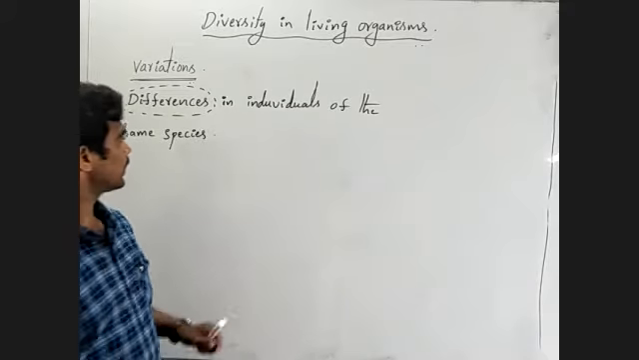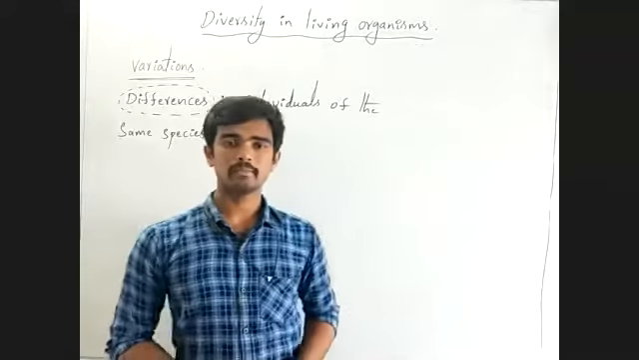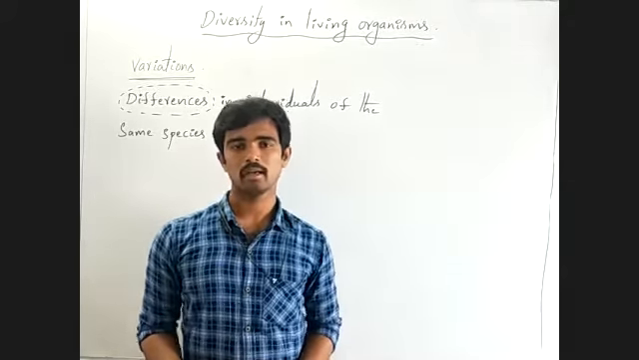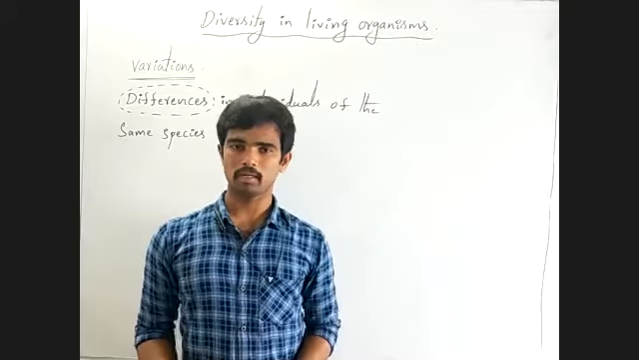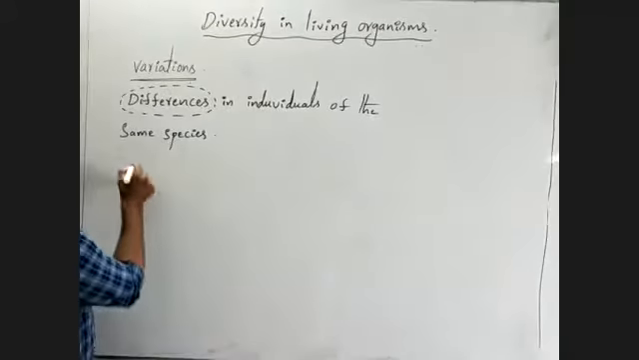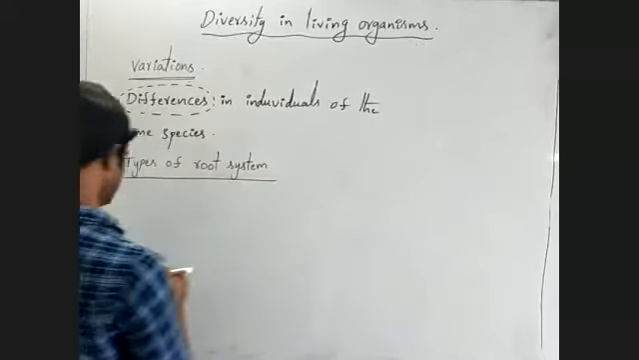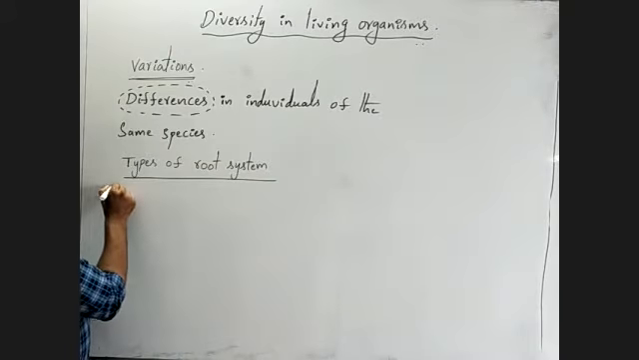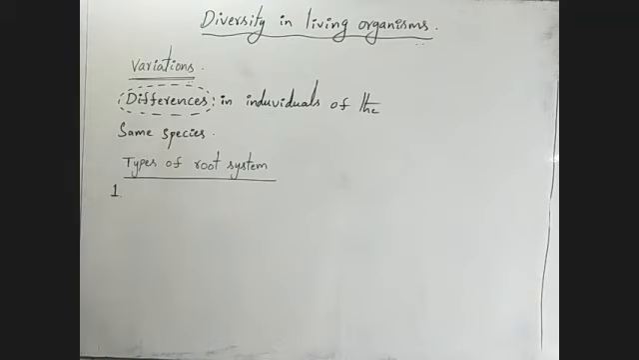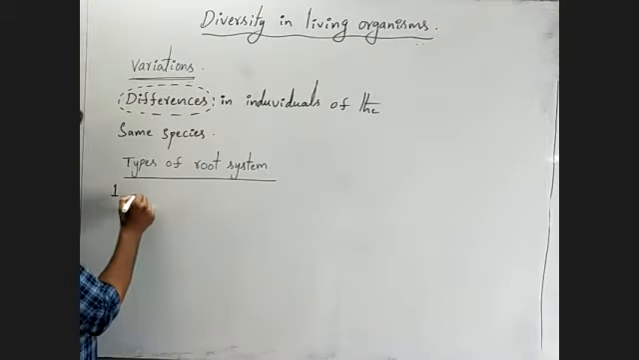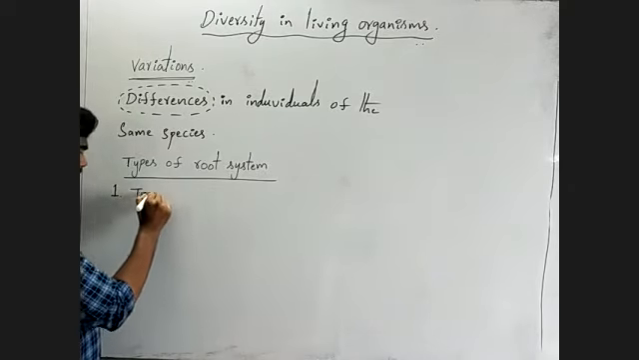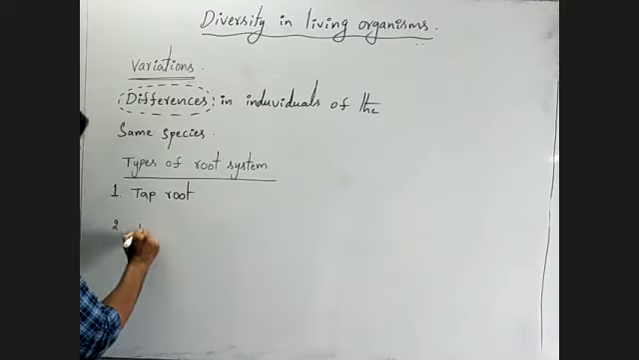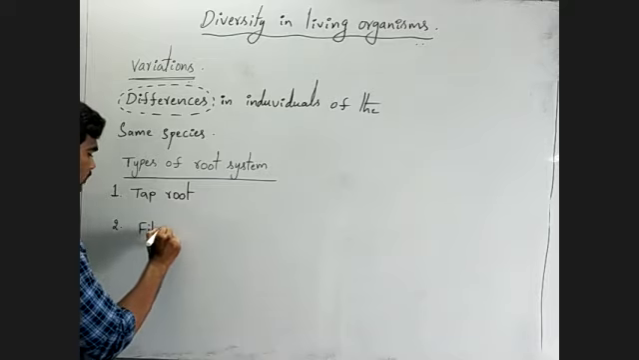Observe. You have to know some important keywords about the morphology of the plants. That is the types of the root system. Okay. There are two important types of root systems. First one is tap root system. Second one is fibrous root system.